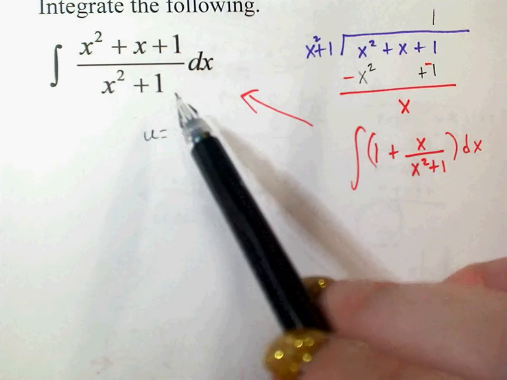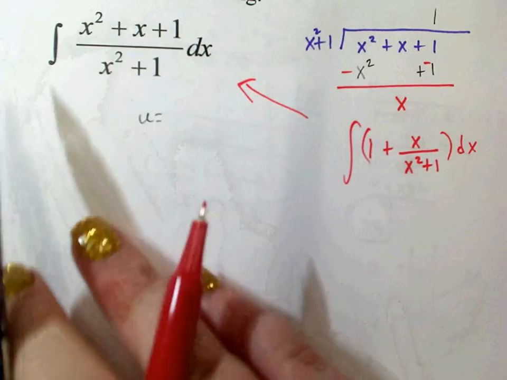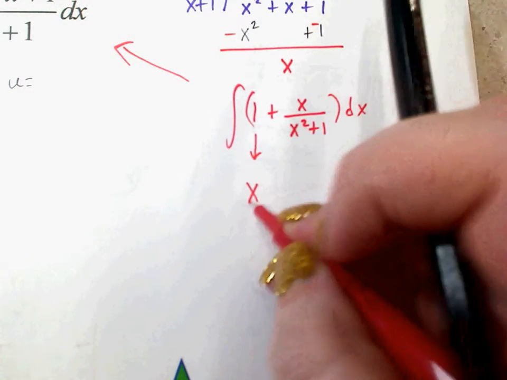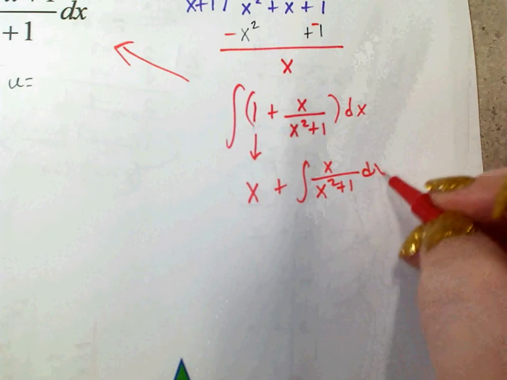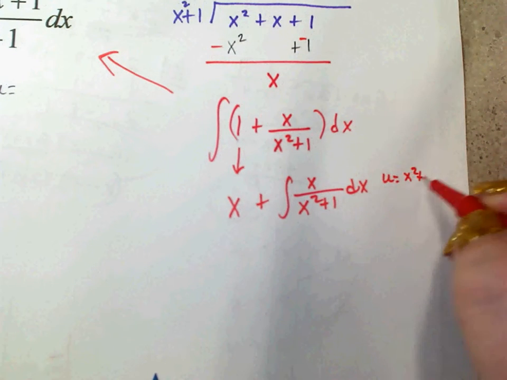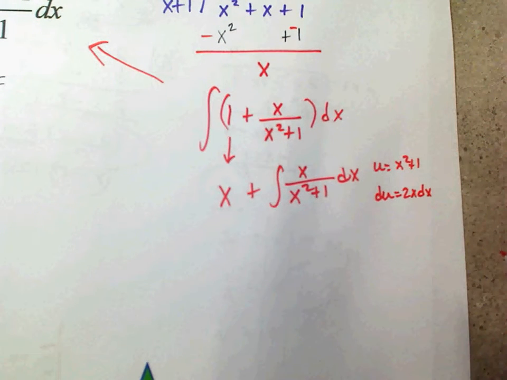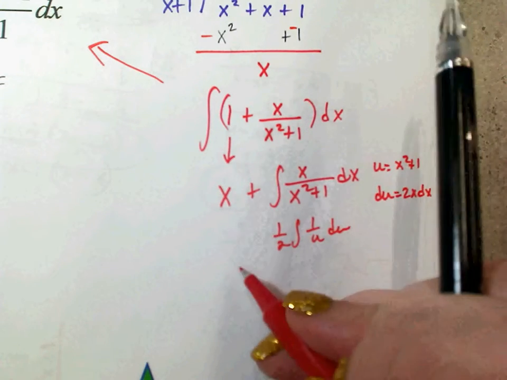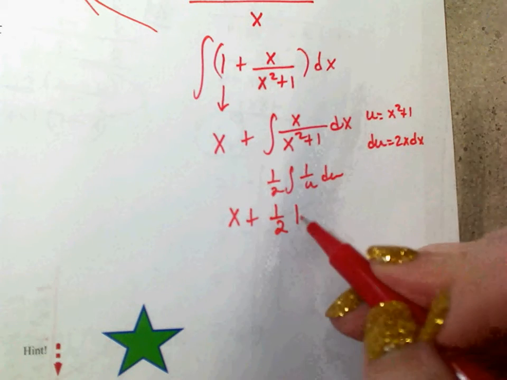It doesn't work here, but this one right here, what's the antiderivative of 1? x. Now, this one, I now have a u and a du. What's u? And what's du? Do we have a 2x dx? So 1/2 the integral of 1 over u du, which is? Do I even need the absolute value bars? No.